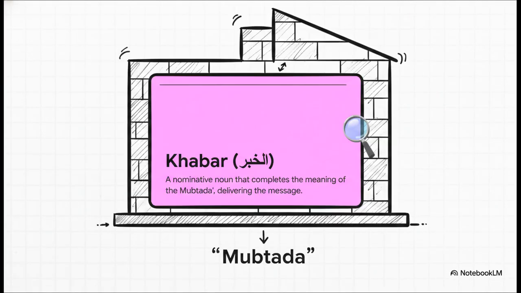Now, sitting right atop that foundation is the Khabar, or the predicate. The Khabar is the superstructure. Like the Mubtadaa, it's also fundamentally in the nominative case, or marfu. Its entire job is to complete the meaning of the Mubtadaa and deliver the actual message. Without the Khabar, well, our building has no walls. The sentence would just hang there totally incomplete.